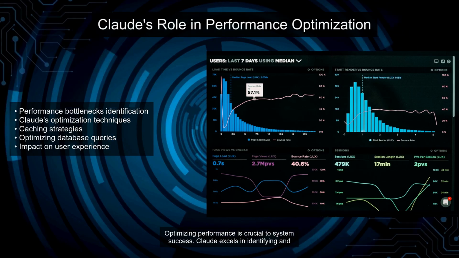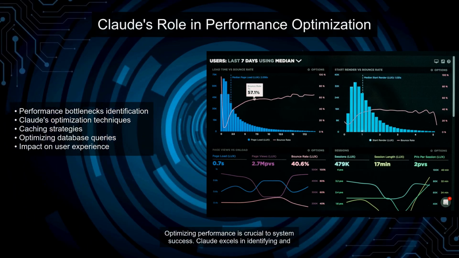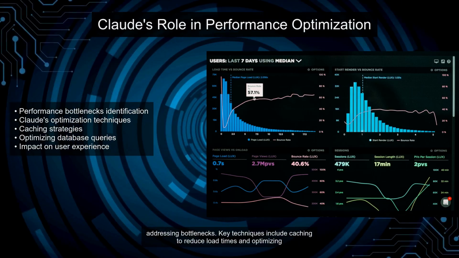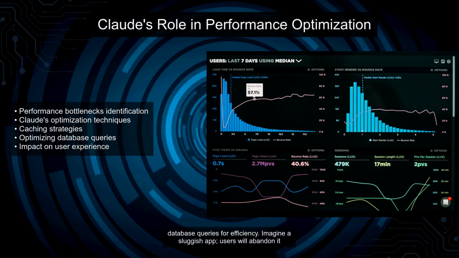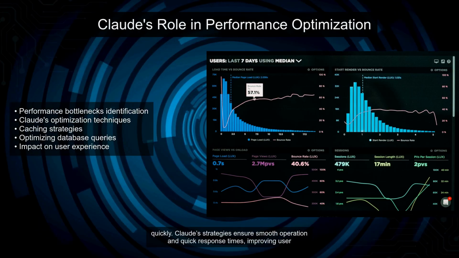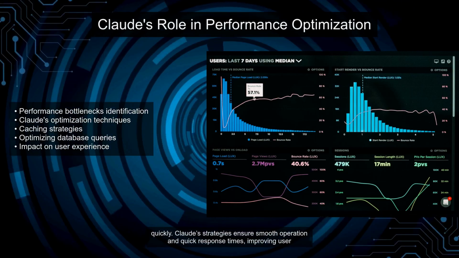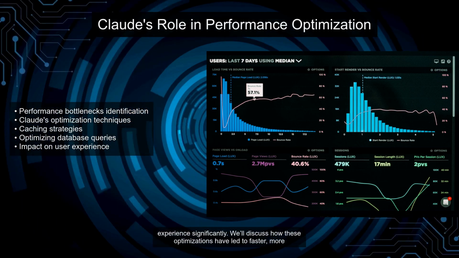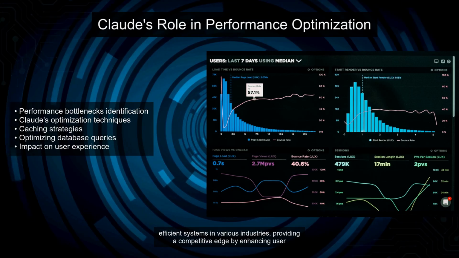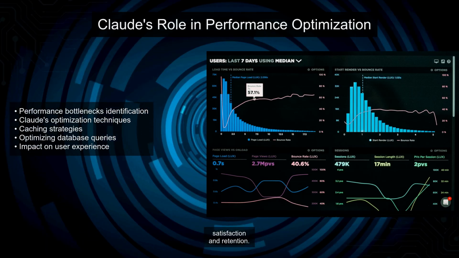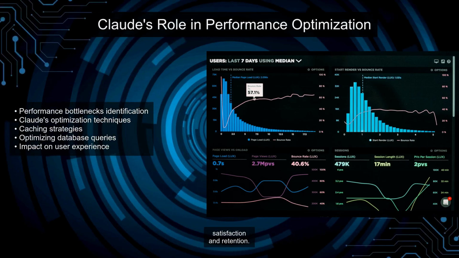Optimizing performance is crucial to system success. Claude excels in identifying and addressing bottlenecks. Key techniques include caching to reduce load times and optimizing database queries for efficiency. Imagine a sluggish app, users will abandon it quickly. Claude's strategies ensure smooth operation and quick response times, improving user experience significantly. We'll discuss how these optimizations have led to faster, more efficient systems in various industries, providing a competitive edge by enhancing user satisfaction and retention.